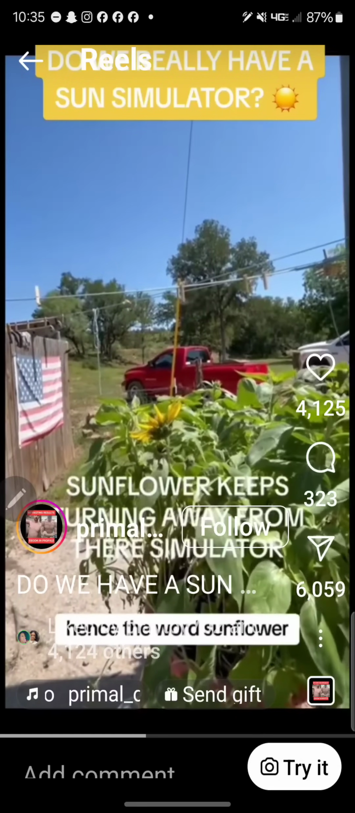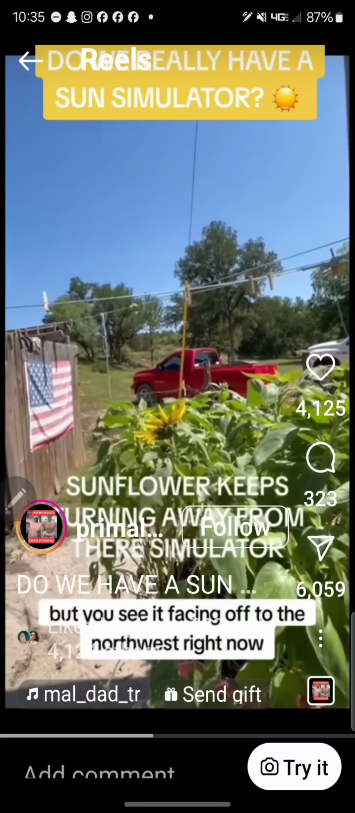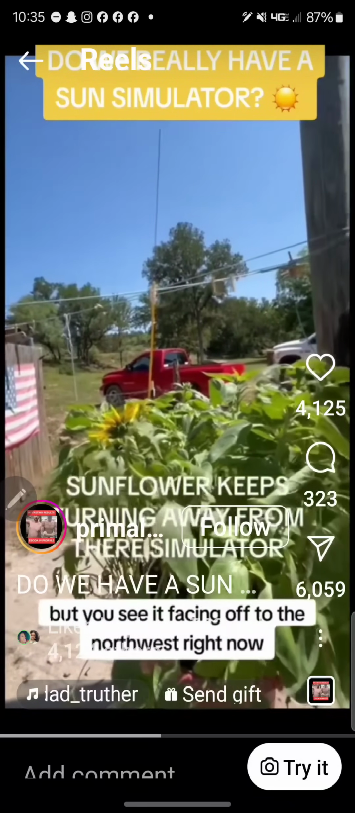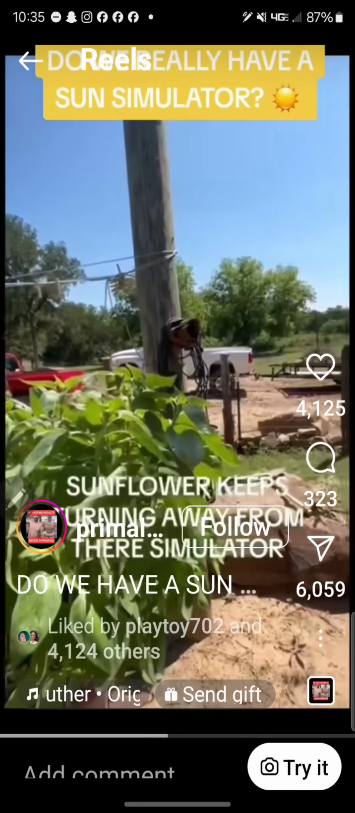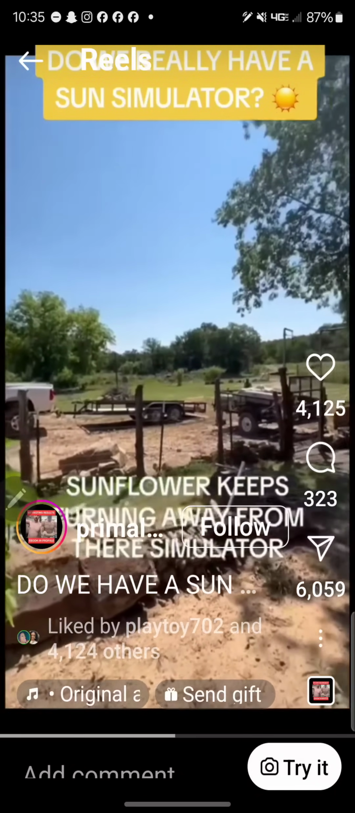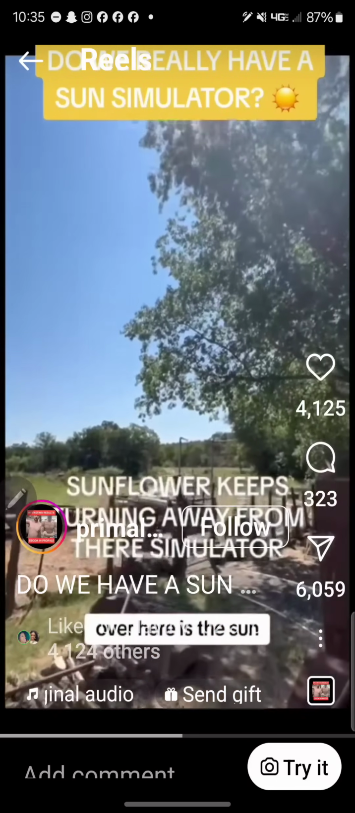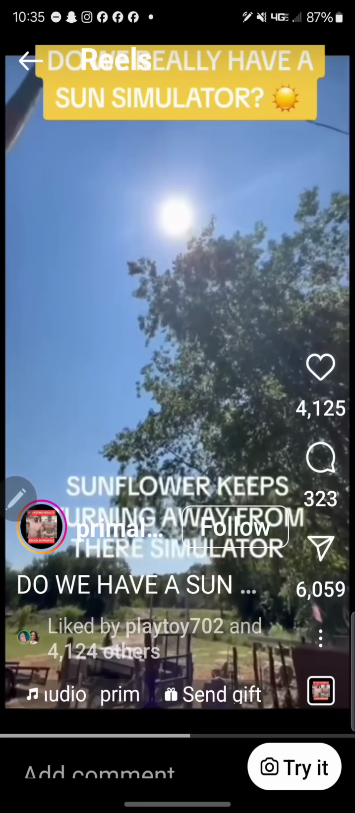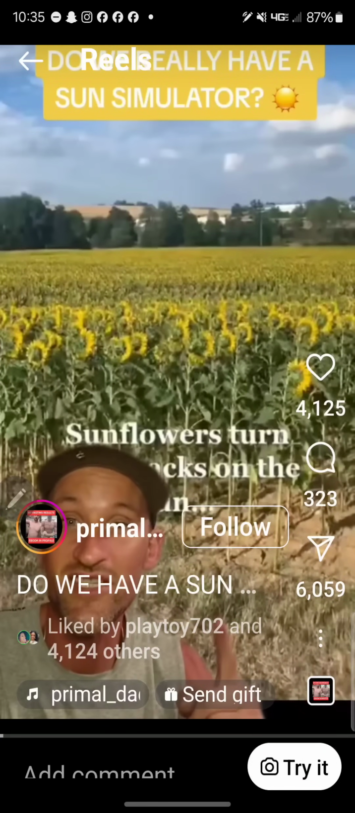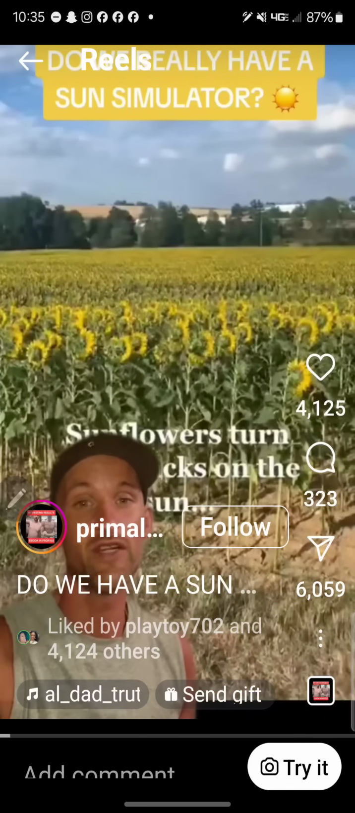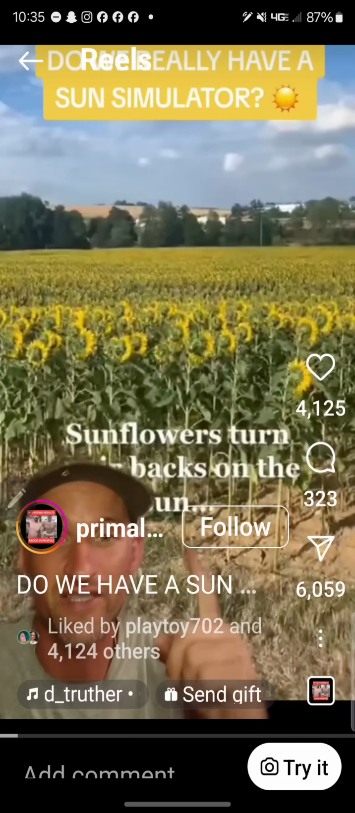Everything grows towards the sun. Everything bathes in the sun. The sunflowers are turning away from the sun. Why? Hint: sunflower. Why did they call it that? Huh? And then I'm going to rewind this again because I want you to look at the shadows again in the sky. Clearly, there are shadows by the sun.